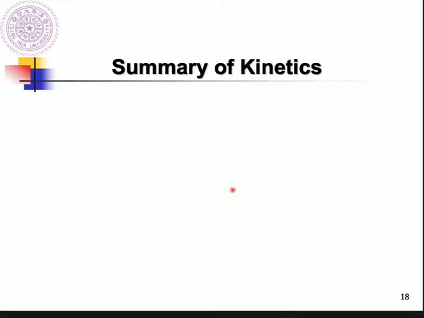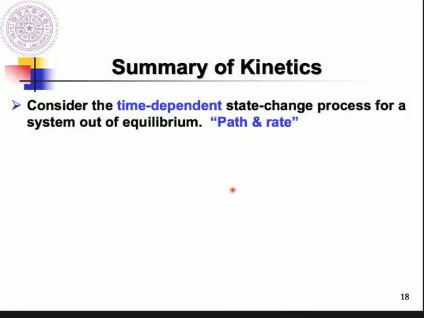A brief summary of the previous class. I believe you already have some picture of what kinetics is. Kinetics is a time-dependent state change process for a system out of equilibrium, and the path and the corresponding rate that allow these systems to deviate from equilibrium and return back to equilibrium is what we are interested in.